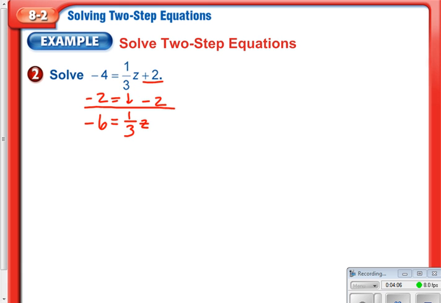1/3 is being multiplied into z. So in order to get rid of the 1/3 there, we'd have to divide by 1/3, and we would do that to both sides. Negative 6 divided by 1/3 is negative 18, so we have z equals negative 18.